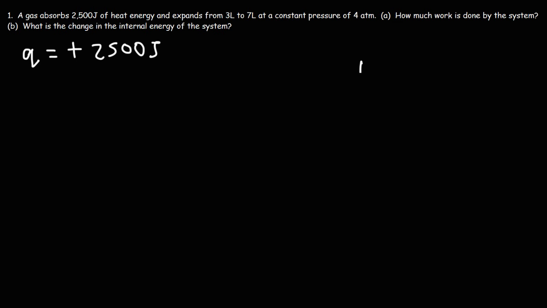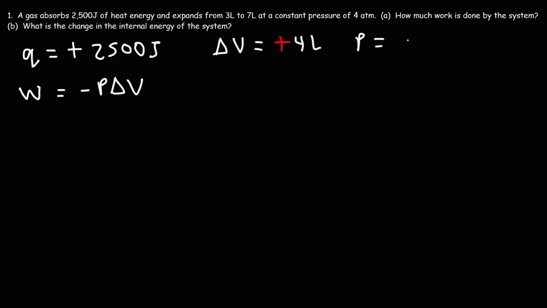So now that we've gotten that out of the way, let's move on to this problem. So as mentioned before, W is equal to negative P delta V. So the volume changes from 3 liters to 7 liters. So the change in volume is the final volume minus the initial volume, 7 minus 3. So that's positive 4 liters. So that's how much the gas expands.